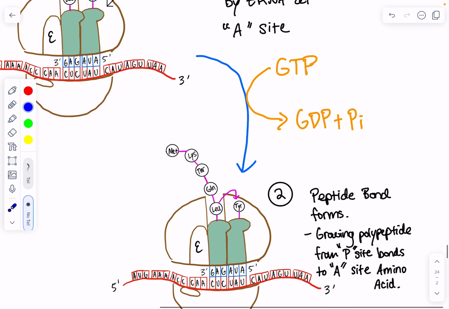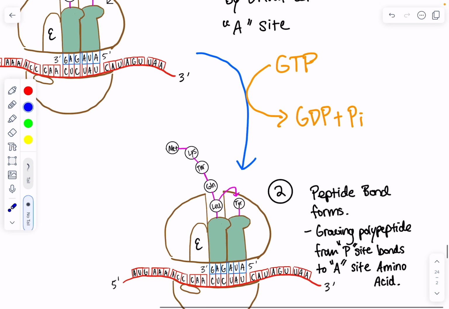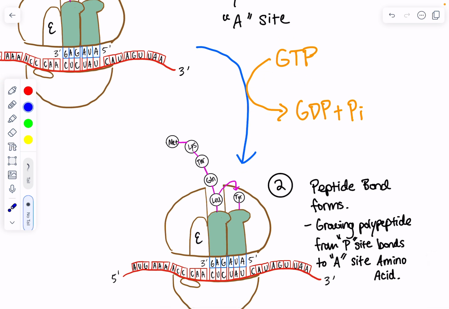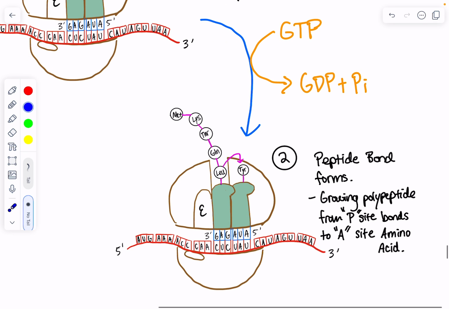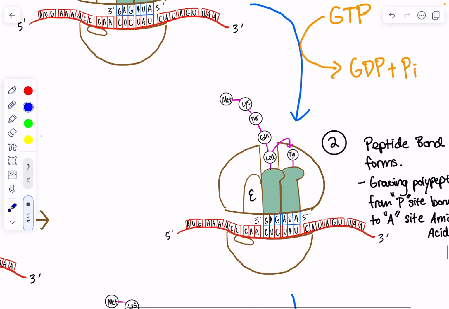Okay, number 2 of elongation requires GTP energy, right? And that's for the formation of the peptide bond, right? So here's our growing chain of amino acids, the polypeptide chain, and it's going to form a peptide bond with our tyrosine amino acid that's attached to the tRNA in the A site, right? So basically this whole chain is going to transfer over to the tyrosine at the A site. So the peptide bond forms, the growing polypeptide from the P site bonds to the A site amino acid, right?